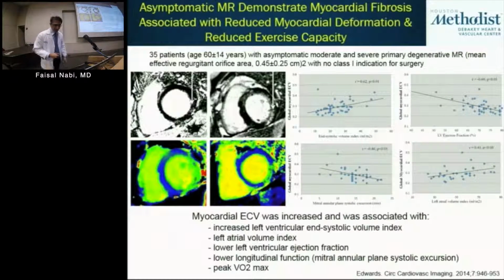This was one study that looked at how about using myocardial ECV, which is a method of looking for diffuse interstitial fibrosis. And what the study showed was that myocardial ECV in this particular study was associated with increasing LV end-systolic volume indexes, increasing left atrial size indexes, lower ejection fraction, lower longitudinal function, and a lower peak VO2, indicating that once you've detected fibrosis, this is an abnormal finding for this heart. This is a pathology, and it goes along very nicely with a lot of clinical indices.